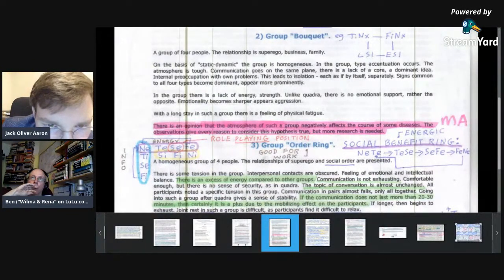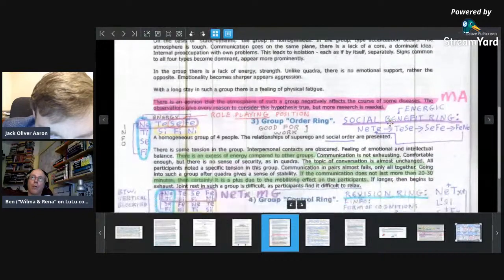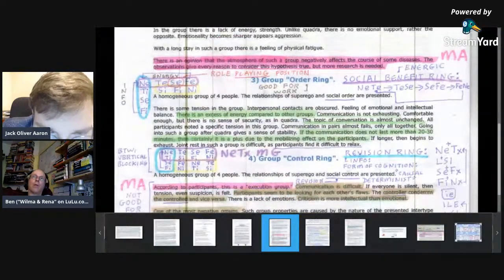Yeah. Okay. So all of the same temperament, you could say. Yeah. There's lack of energy. Yep, unsurprising. Okay. And next, group ordering. Good for work. So let's see, NETE. Okay. So that's right. Oh, okay, this is meant to be benefit then. Yeah, social benefit. Yeah. Right.